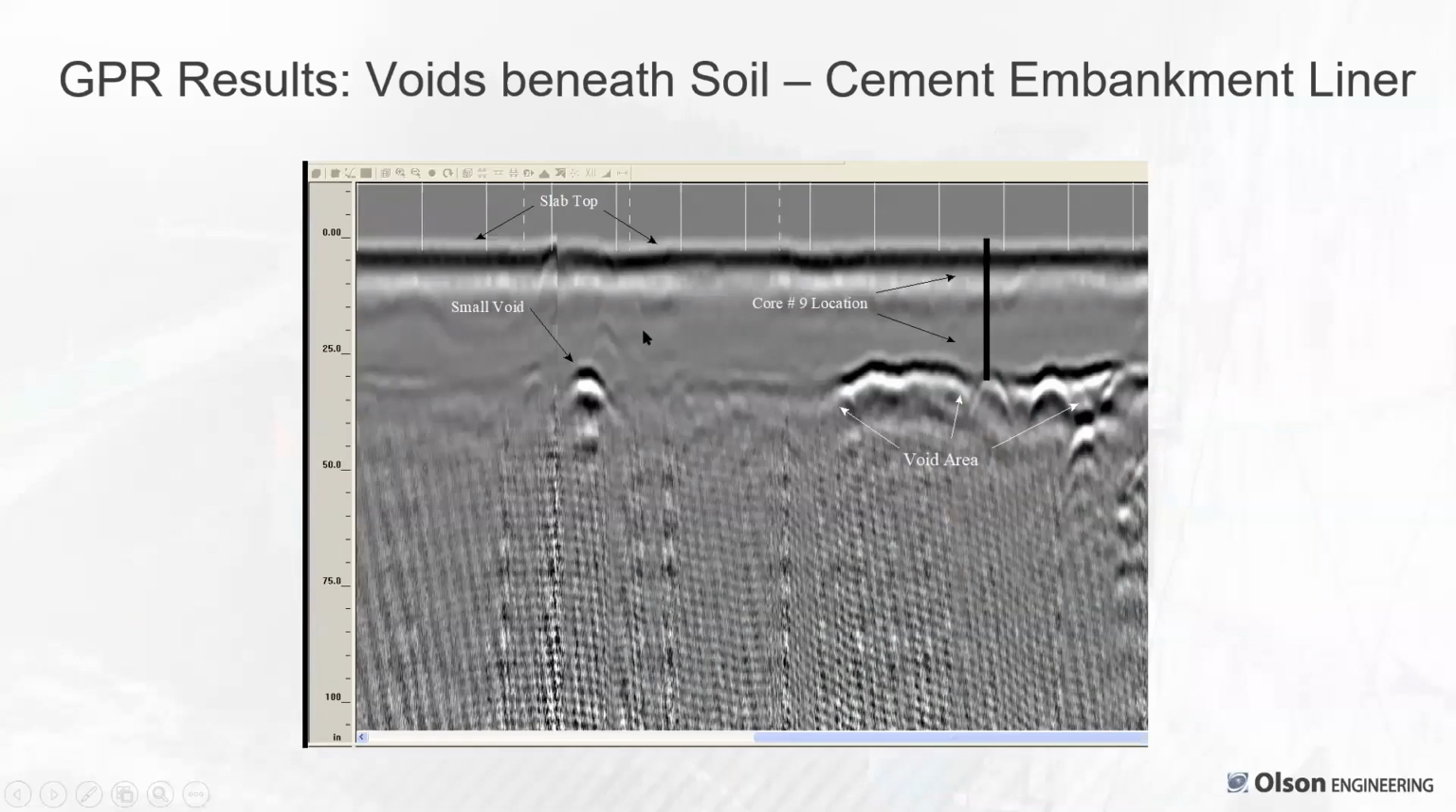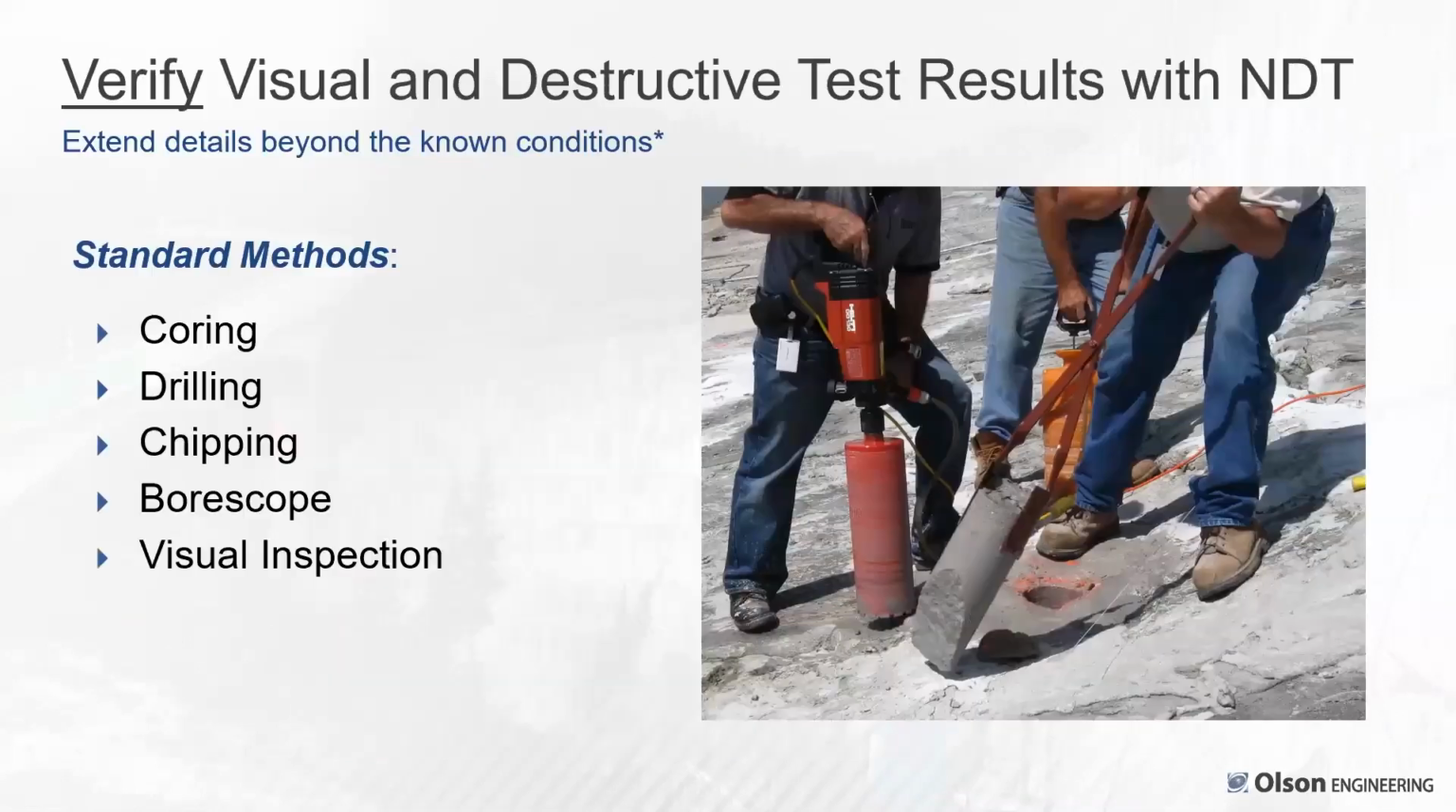What we saw, here is the slab top. Here is a small void showing up in this area. This is showing much brighter, stronger reflections, a larger void area. It was checked with a core. This is core number 9 location for that particular voiding area. So these bright spots, again, were showing below this soil cement where this embankment, which was built of sand, compacted sand, was no longer in contact with the soil cement liner.